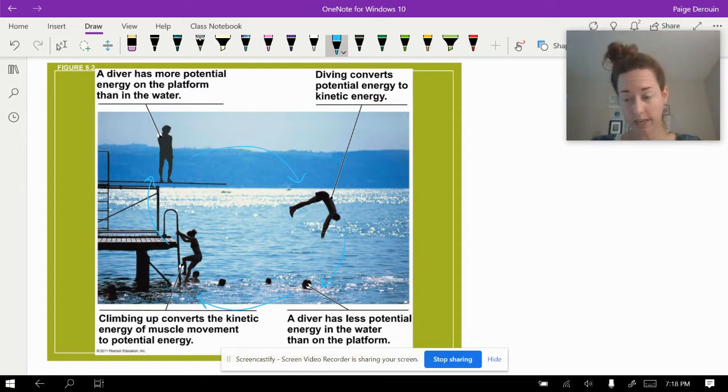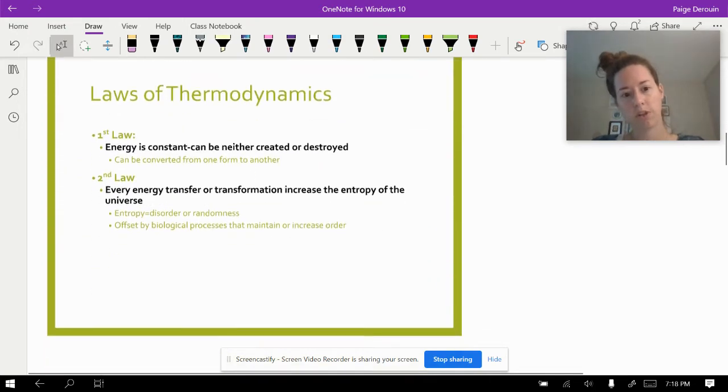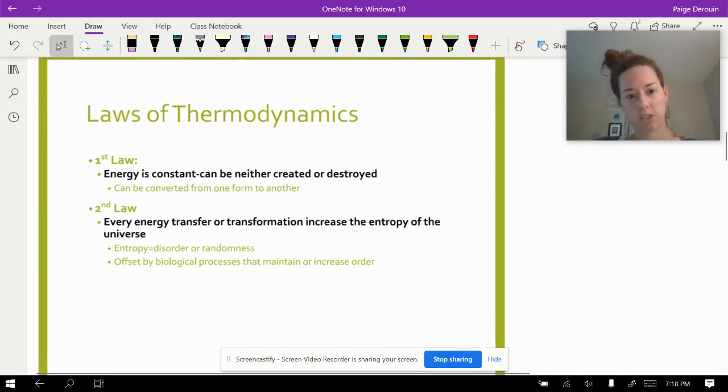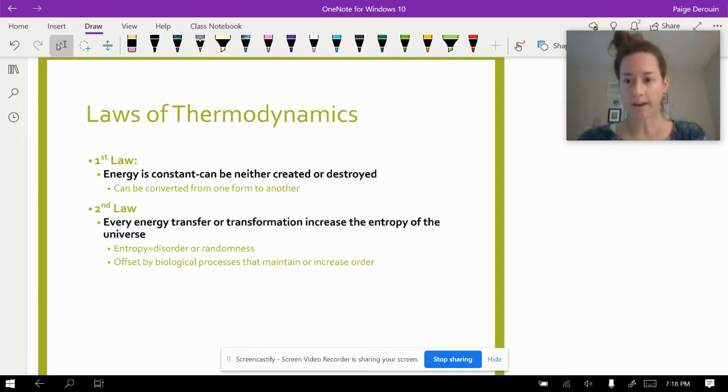So this diagram shows this cycle of potential and kinetic energy being recycled and reused all the time, which brings me to the laws of thermodynamics. There are two laws of thermodynamics. The first one is that energy is never created or destroyed, so it's just being converted from one form to another, as we saw in that diver picture from above. Of course, it can be converted into other forms besides potential and kinetic. Those are just the ones that happen to be in the diagram.